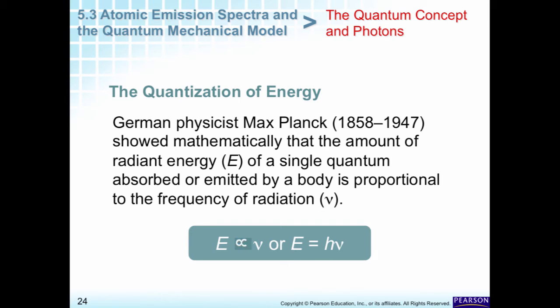There was a gentleman named Max Planck, and he was able to figure out that the energy of a quantum that was absorbed or emitted by a body is proportional to the frequency of its radiation. So he basically said energy is proportional to frequency. So the higher the frequency, the higher the energy, is what he's saying. And he was able to come up mathematically with a constant that could turn frequency into a unit of energy.